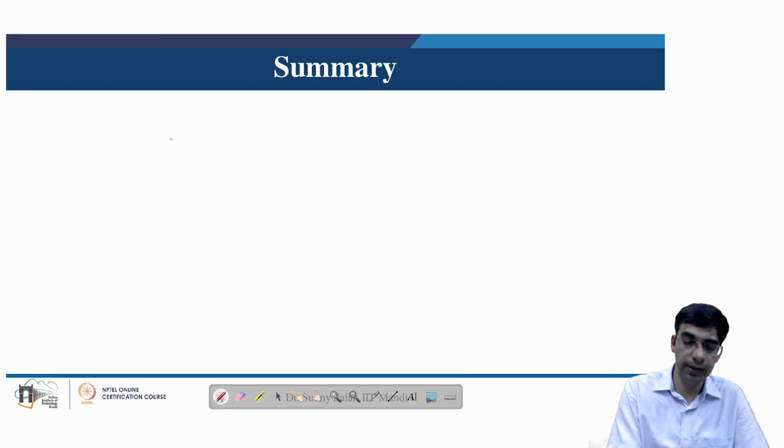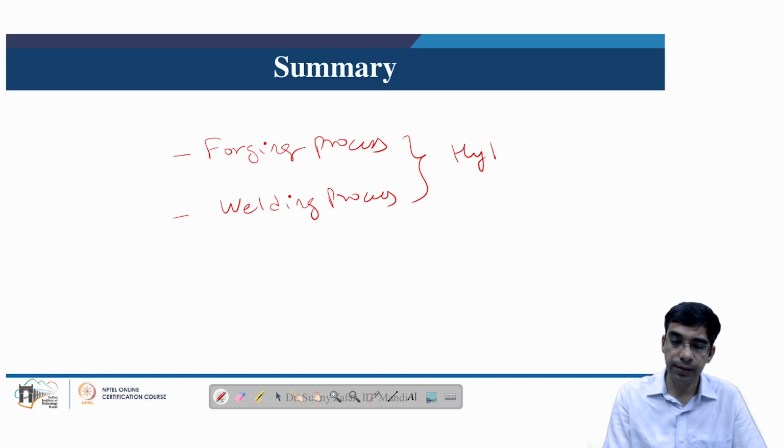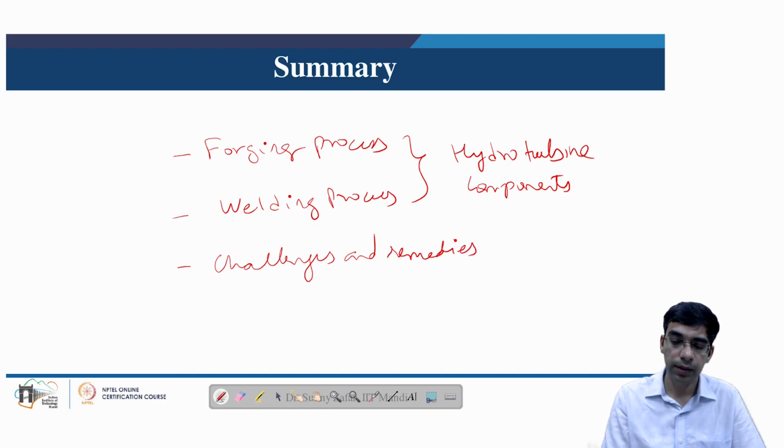So in summary of today's lesson, we can see the use of forging processes as well as the use of welding processes for manufacturing of the hydro turbine components. We have also looked at the challenges and certain remedies to overcome the challenges in the forging and welding processes, how we can overcome the challenges.